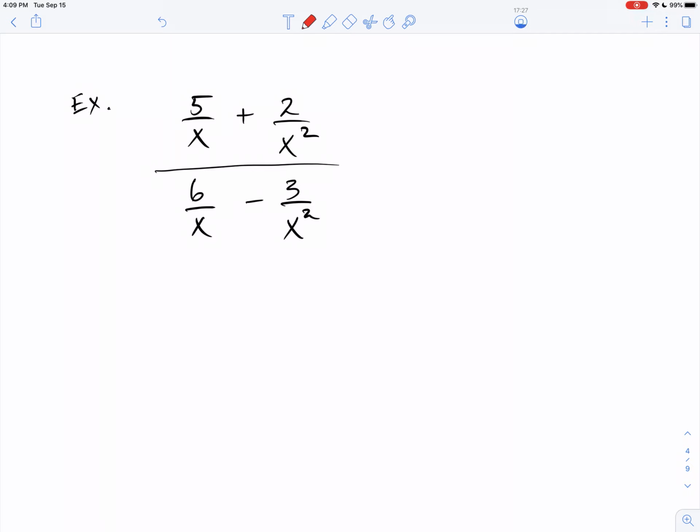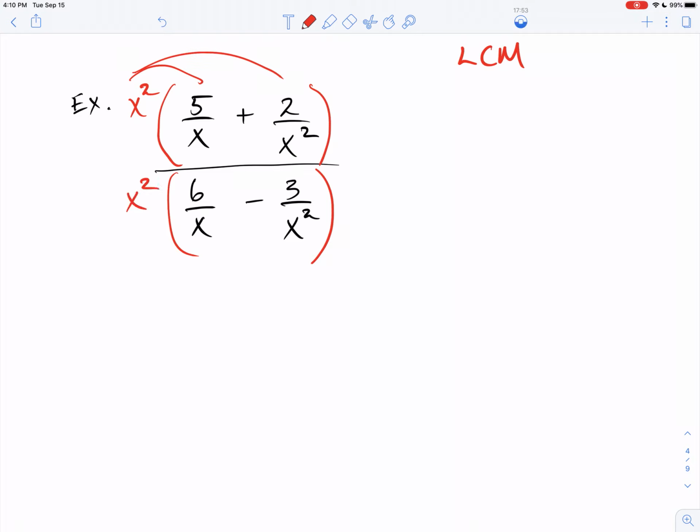So I'm going to take the whole top and the whole bottom, and I am going to multiply it by the LCM. What's in the bottom? There's x's and x squareds. Who do you think is cooler, x or x squared? The guy who's got the most is the coolest, so x squared is cooler. So I'm going to take the whole top, and multiply it by x squared. I'm going to take the whole bottom, multiply it by x squared.